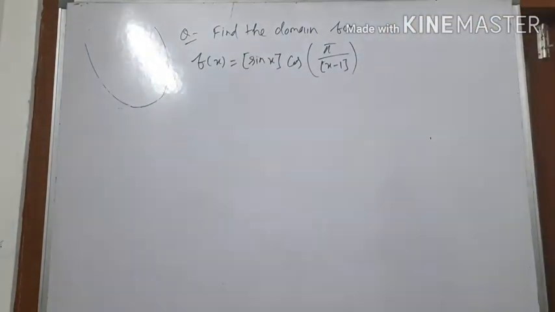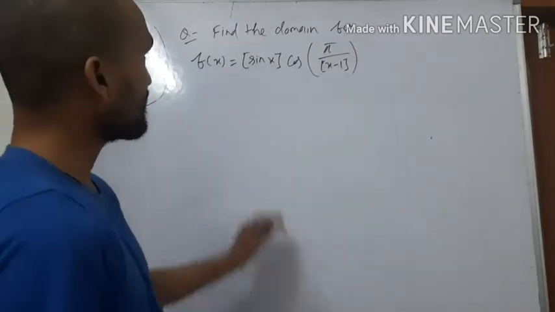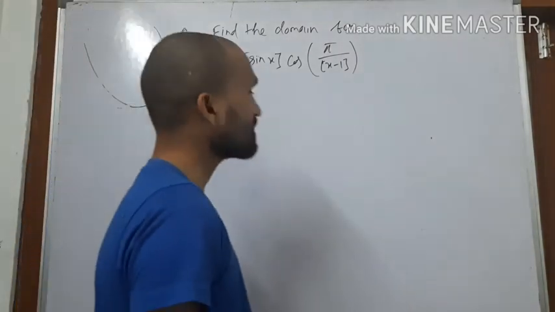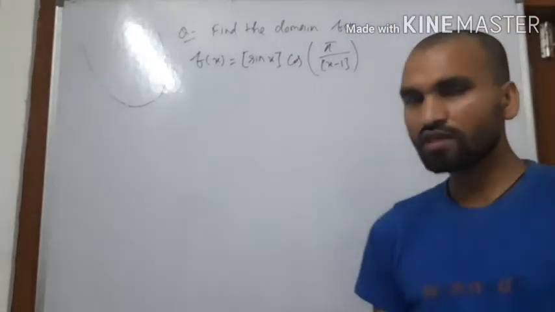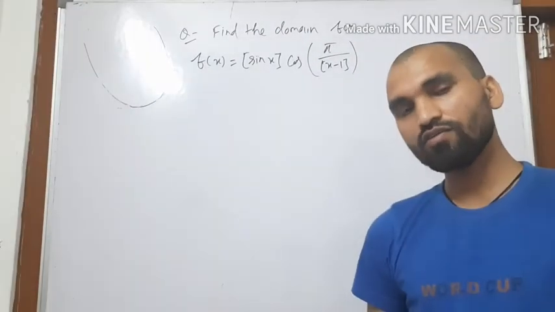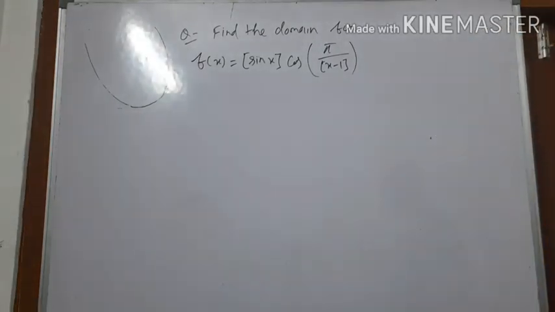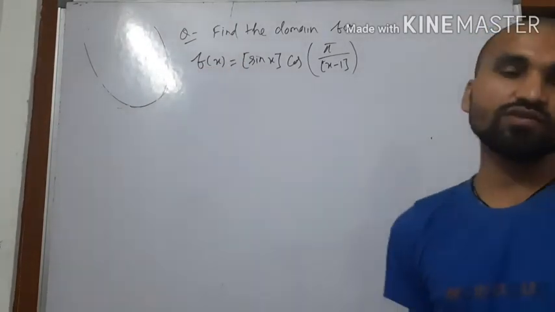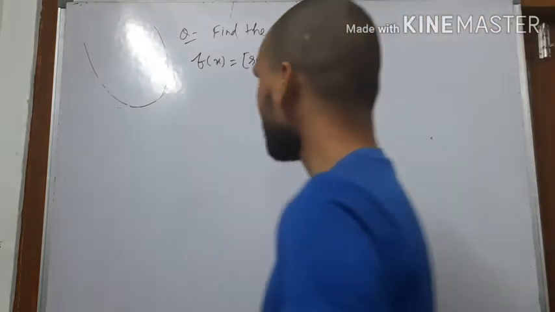Okay students, we have to find out the domain for this function. What is the meaning of domain? Domain means the values of x for which f(x) is defined, for which the function has finite values. So we have to find out the values of x for which our function f(x) has a finite value. Okay, so let us start.